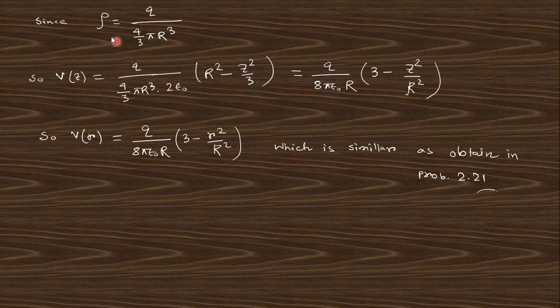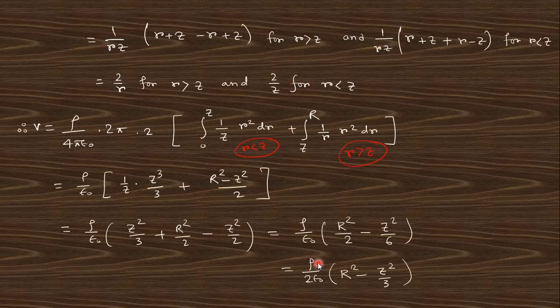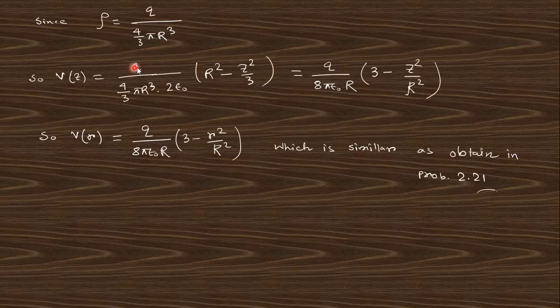And you know the charge density will be total charge by total volume. So if you put the value of rho in this expression, you will get this expression. Okay, and you can check this is the same as we obtained earlier in 2.21. This is V of z as a function of z. If you take this distance as r, then z is replaced by small r, which is similar to what we obtained in 2.21 in the first question. Okay, go to the next one.